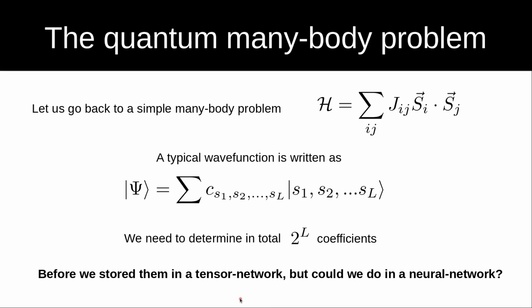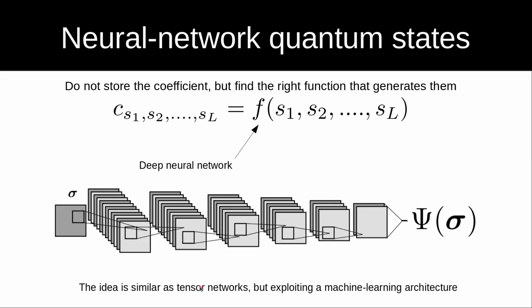We take again our quantum many-body Hamiltonian, that is our Heisenberg model with spin 1/2. We want to parameterize the quantum many-body wave function that has all these coefficients, in particular 2 to the L coefficients that we cannot store in memory in general. So before, we were essentially generating all these coefficients with a tensor network, and in particular with a matrix product state. And now what we do is we will generate them using a neural network. And the idea is relatively simple.